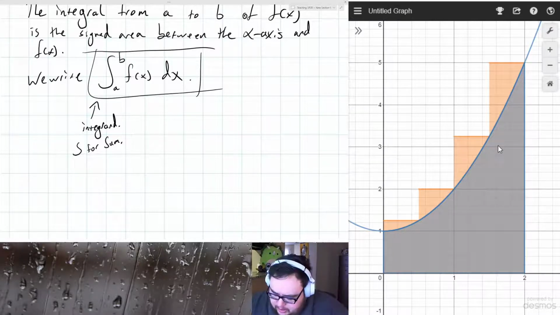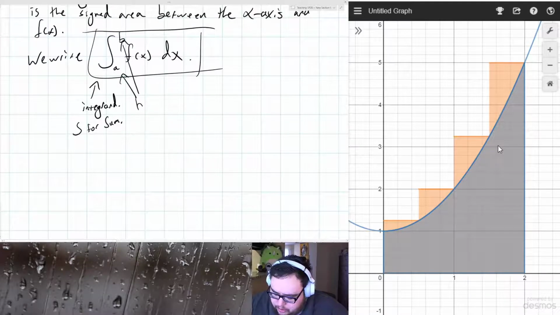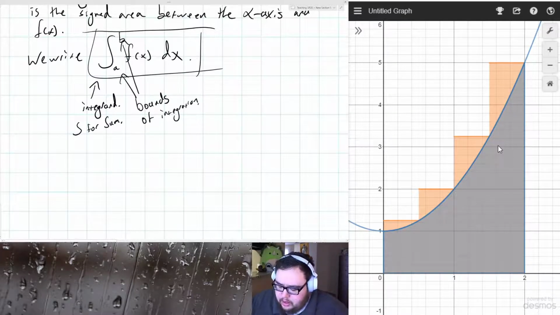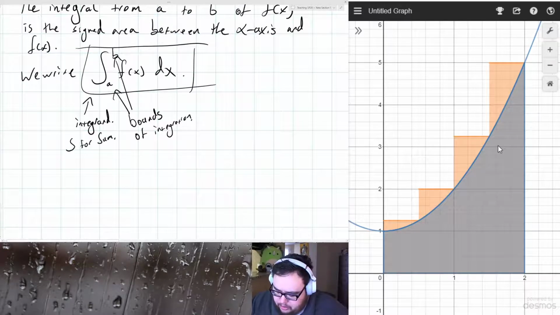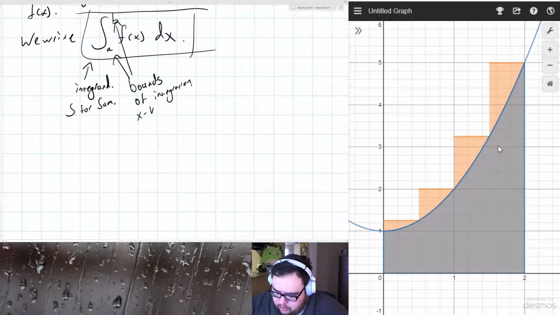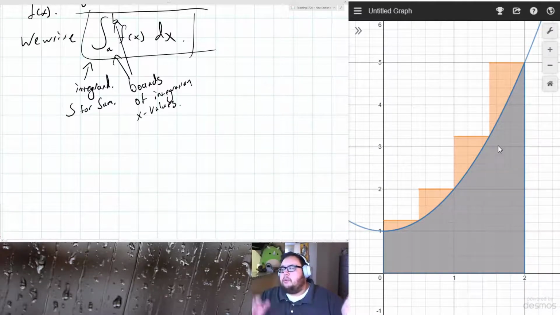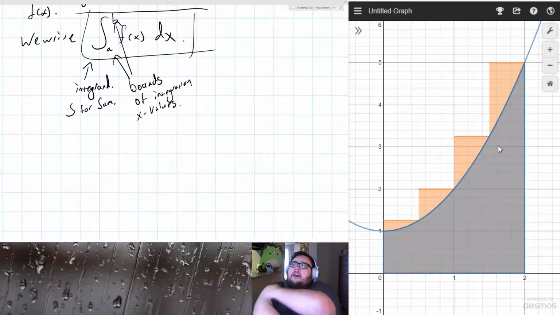And a and b are referred to as the bounds of integration. These are x values. They tell you what's the left side and what's the right side of the area you're taking a look at. You need to have bounds on this region in order to get an area that makes sense. These bounds can be infinite. We're not going to deal with that very much.